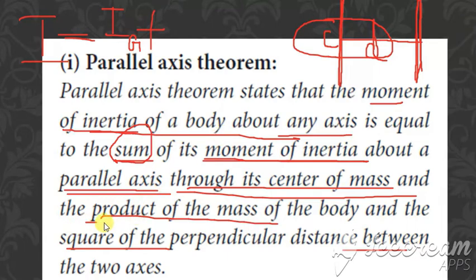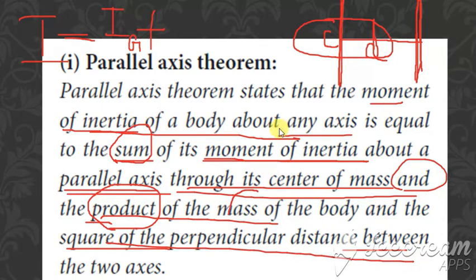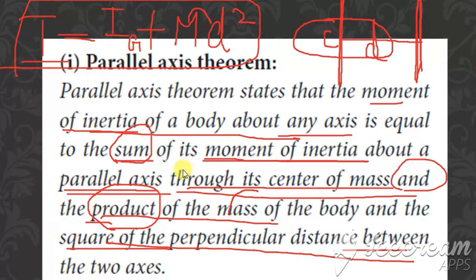And the product of what? The product of mass and square of the distance. The product of the mass and the square of the distance, which is written as m into d square. So this is about the parallel axis theorem. This statement is very very important. Just know this equation so that you can easily write the statement. The equation is I equal to Ig plus m into d square.